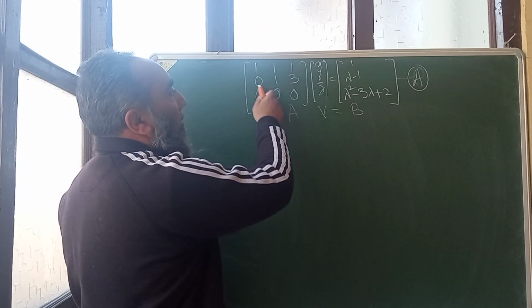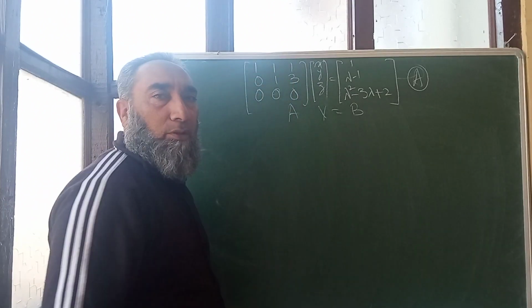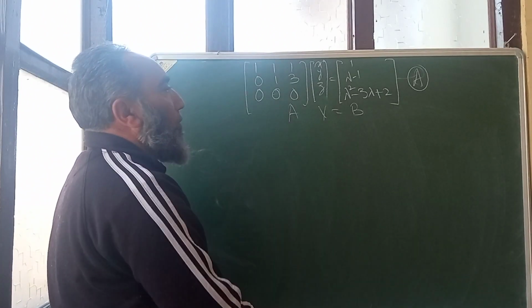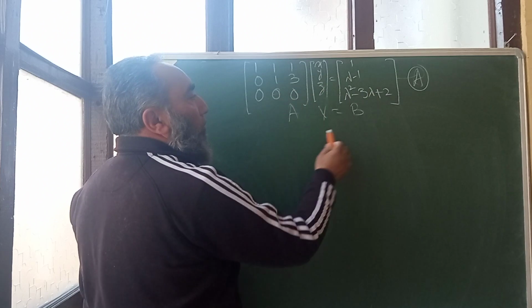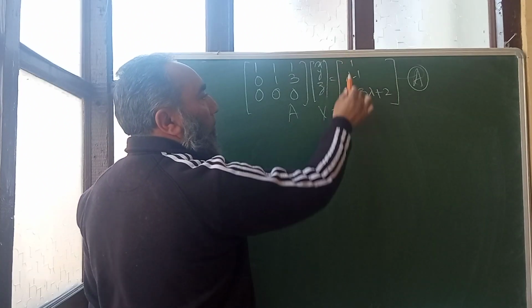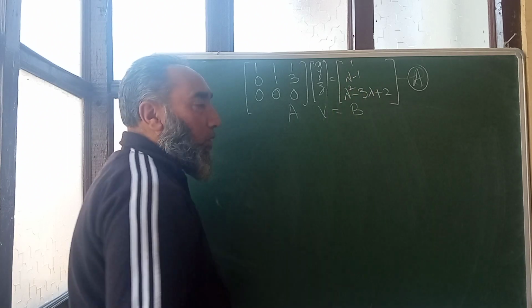You have a unit matrix of order 2 which is not equal to 0, or a minor of order 2 which is not equal to 0. At least one minor of order 2 which is not equal to 0. So rank is 2. But if you combine these two, there will be this and this column: 1, lambda minus 1, lambda square minus 3 lambda plus 2.